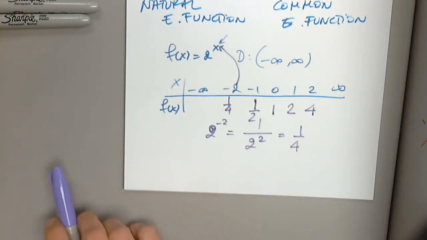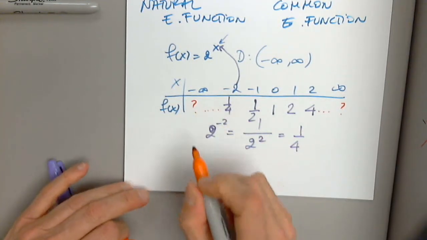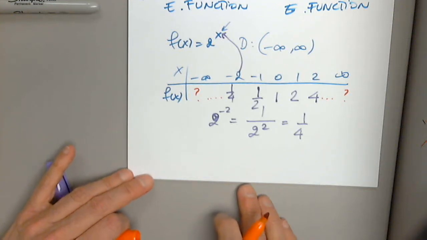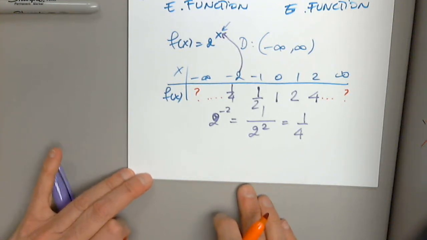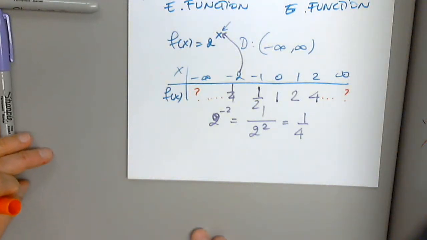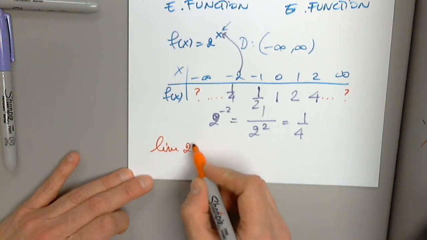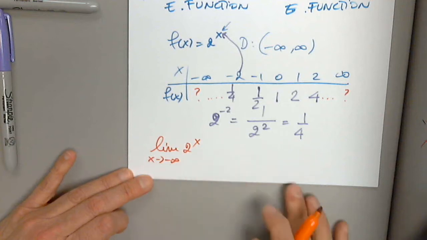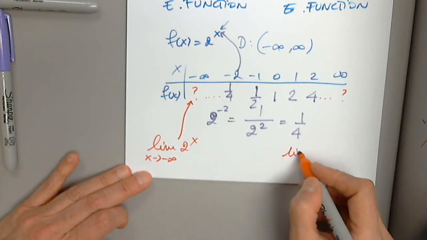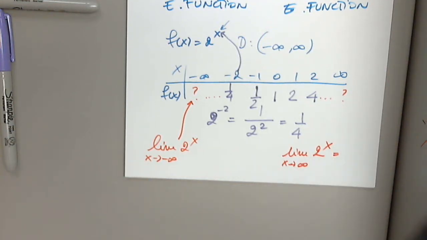Now I would like to come up with the end behavior. I want to see what happens here, and I want to see what happens here. You can say, find the limit. Okay, but I don't know limits yet. I do know limits, but we have to graph the function first. Or we can just write the limit of 2 to the x as x approaches negative infinity, and the limit of 2 to the x as x approaches infinity. Why not? Let's do that.